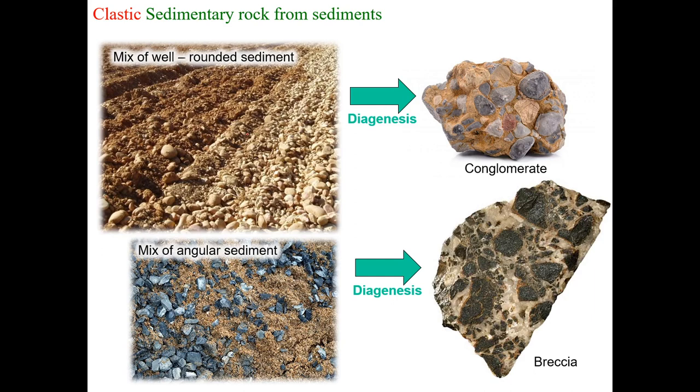especially if they contain well-rounded cobbles or pebbles, is called a conglomerate. When you have angular chunks of rock, though, it's called a breccia. You can see how these are rather angular grains, whereas these are well-rounded. So if they're angular, it's called a breccia. If they're well-rounded, it's called a conglomerate.